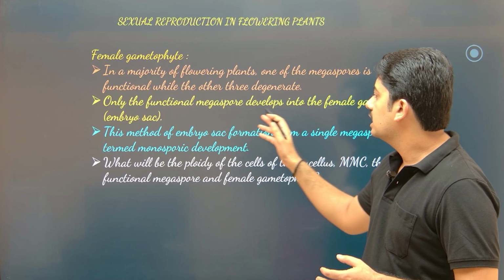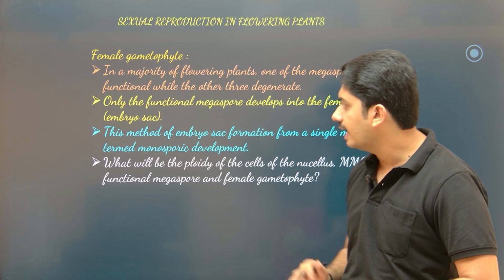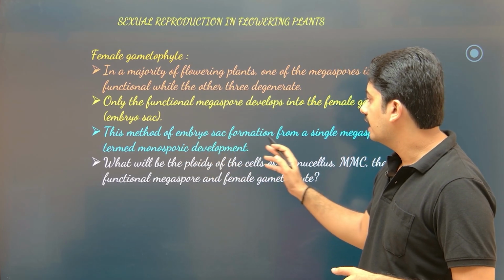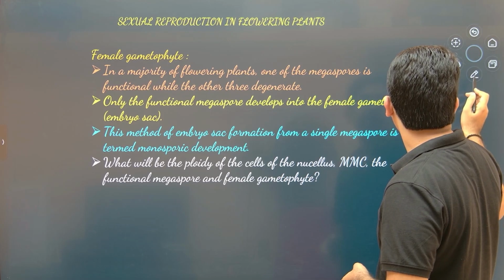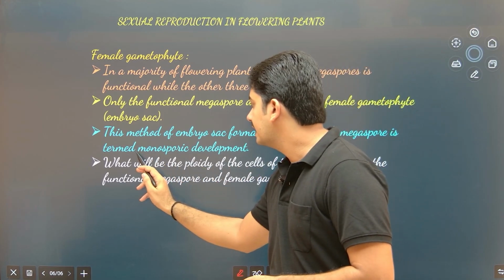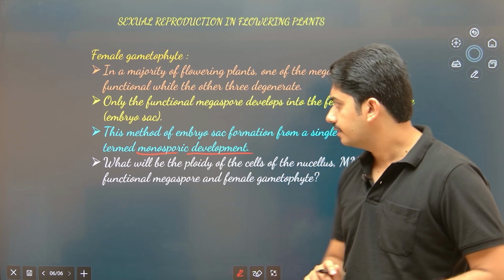Only the functional megaspore develops into a female gametophyte. Another name for that is embryo sac. This method of embryo sac formation from a single megaspore is termed monosporic development, very important. So one of the characteristic features of angiosperms is monosporic development.